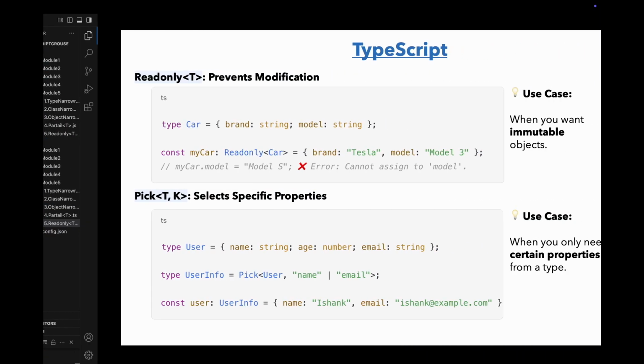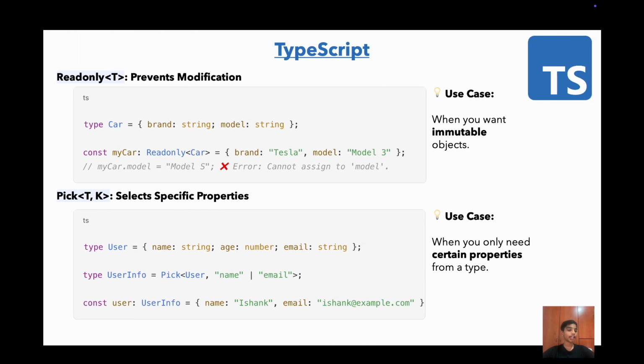Alright, so now let's learn about Pick<T, K>. Over here, T is for type and K is for the keys, or you can say the key-value pairs. We're saying type User, with name of type string, age of type number, and email of type string. And we're saying type UserInfo equals Pick, then give our type name, then the keys that we want. Then we can say const user, and we pass in our UserInfo type, where we only have to write name and email address.